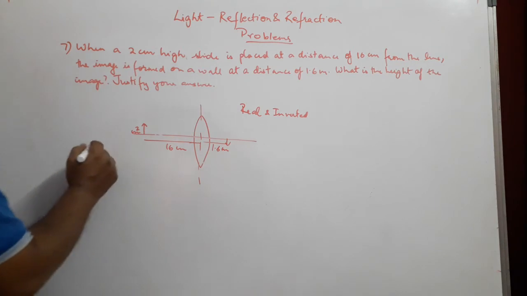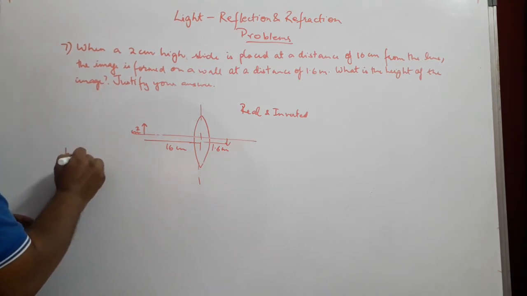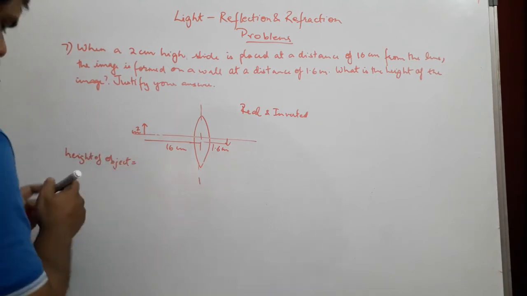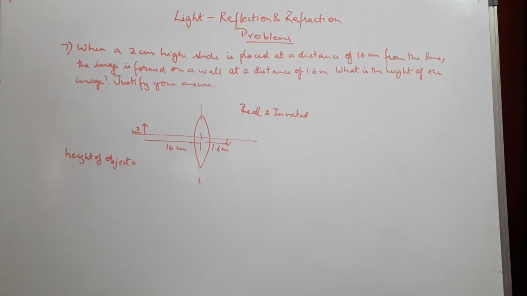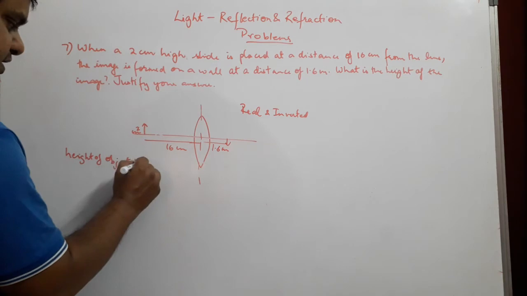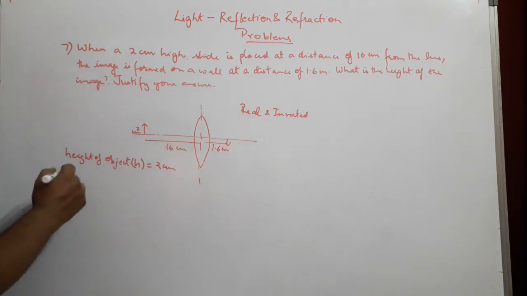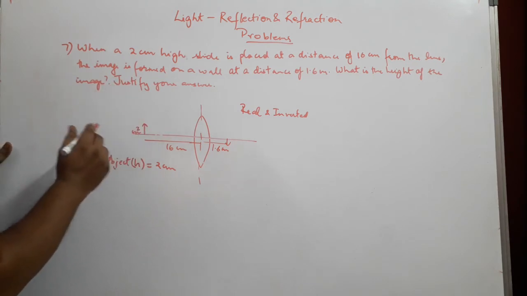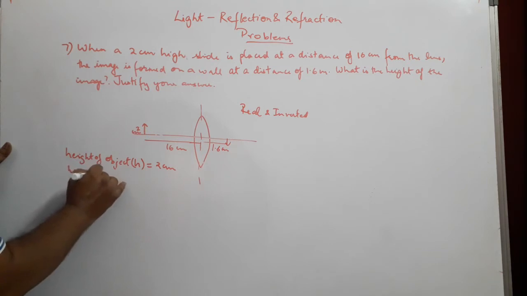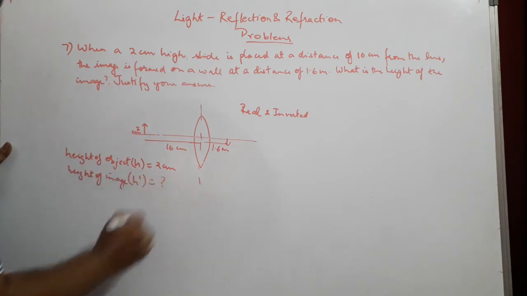So let's put down whatever we have been given. We are given the height of the object. Height of the object is given as h, and that is 2 centimeters. Then we are not given the height of the image. That is what we need to find out. So the height of the image, that would be h dash. We need to find that out.